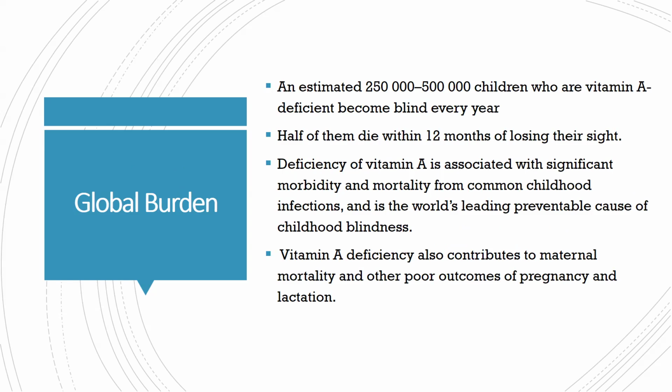So now we come to the global burden of this disease. An estimated 2.5 to 5 lakh children that are vitamin A deficient become blind every year. Half of them die within 12 months of losing their sight. Deficiency of vitamin A is associated with significant morbidity and mortality from common childhood infections, and it's the world's leading preventable cause of childhood blindness. Vitamin A deficiency also contributes to maternal mortality and other poor outcomes of pregnancy and lactation as well.